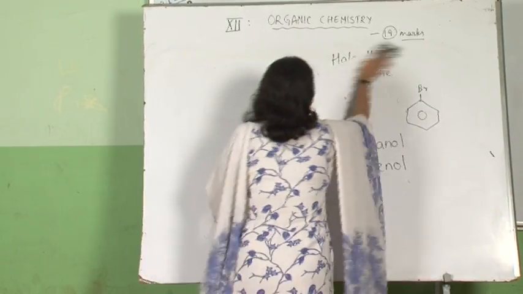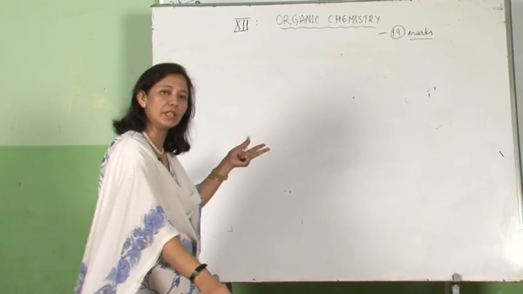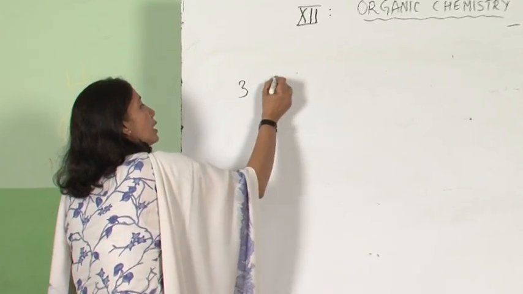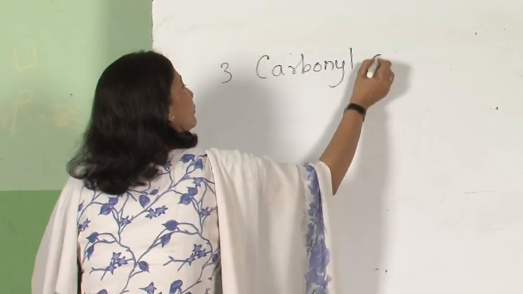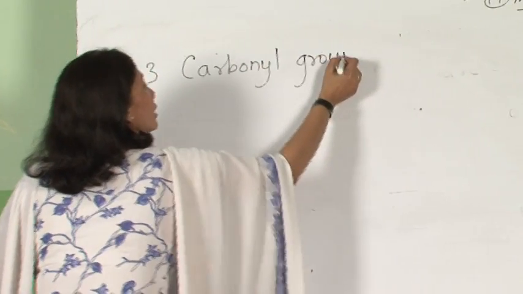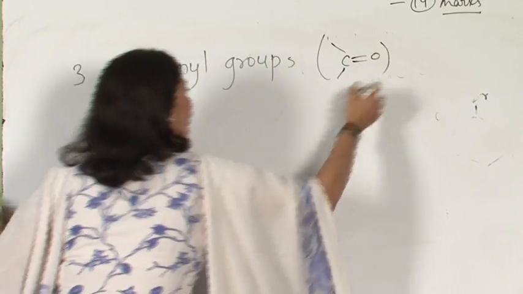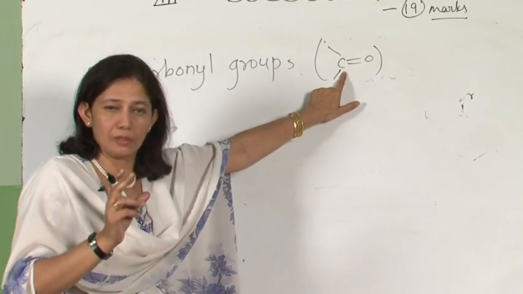I am going to the next one, the third functional group. I hope the halogen and the alcohol is clear to everyone. I am coming to the third functional group, that is the carbonyl group. The carbonyl group, it is written this way. In the carbonyl group, this C is called as the carbonyl carbon.